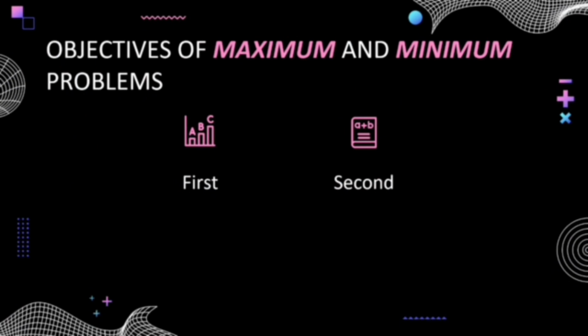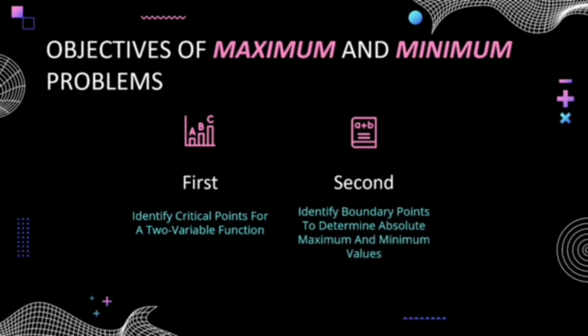So I'm going to explain to you what the objectives of maximum and minimum problems are. Why we need to do this. First, to identify critical points for a two-variable function. The second one is to identify boundary points to determine absolute maximum and minimum values.